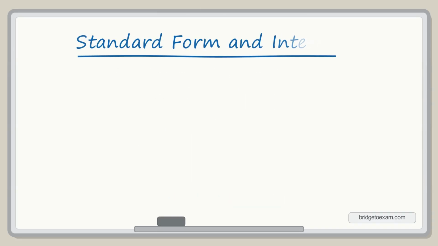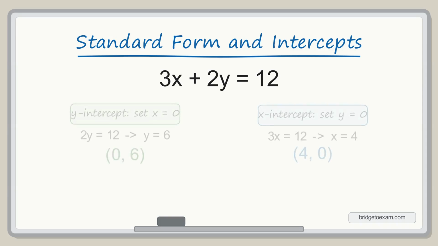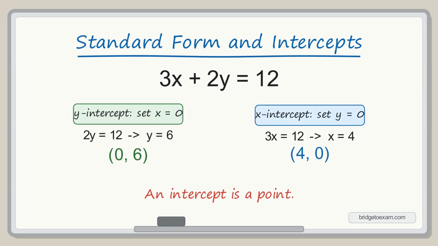Standard form is useful for intercepts. For the y-intercept, set x equal to 0. For the x-intercept, set y equal to 0. And when the SAT asks for an intercept, give the ordered pair, not just the number.